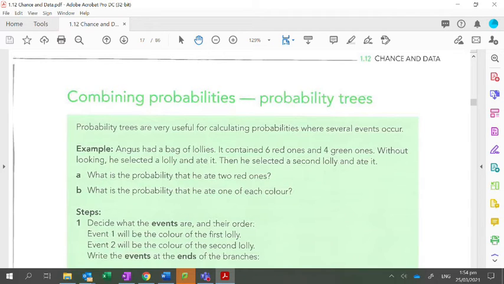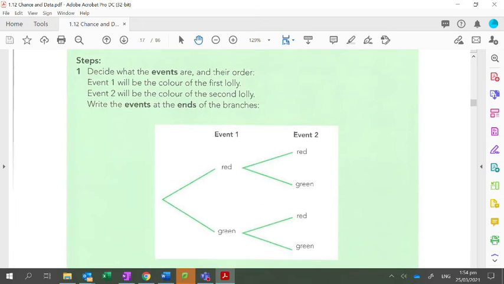All right? So, Angus had a bag of lollies. It contains 6 red ones and 4 green ones. Without looking, he selected a lolly and ate it. Okay, this brings up something. Then he selected a second lolly and ate it. What's the probability that he ate 2 red ones? So we're going to draw a tree for this.